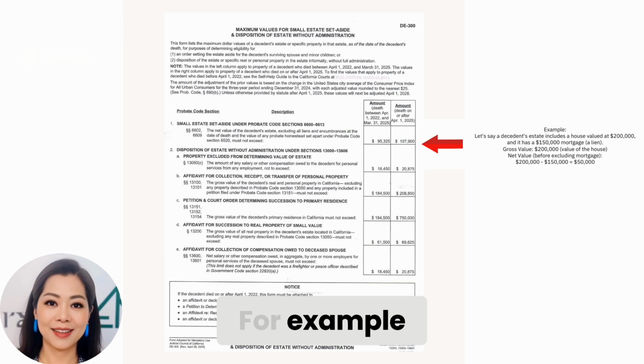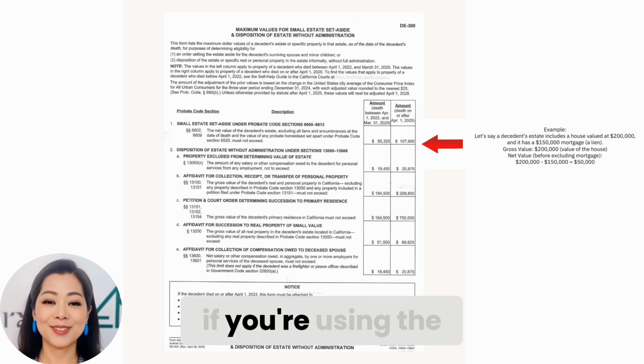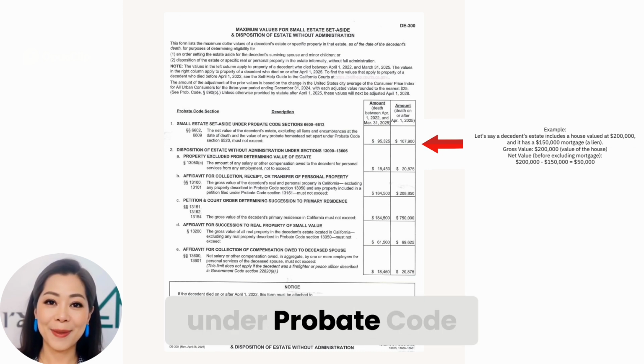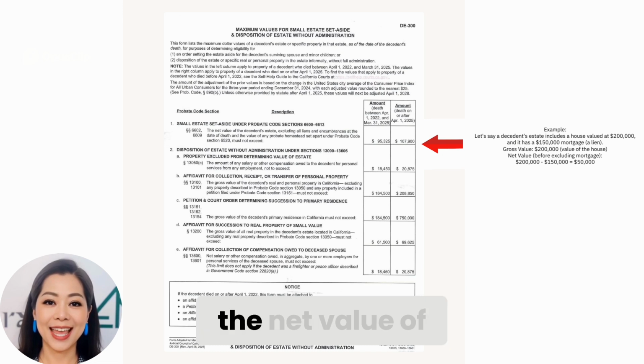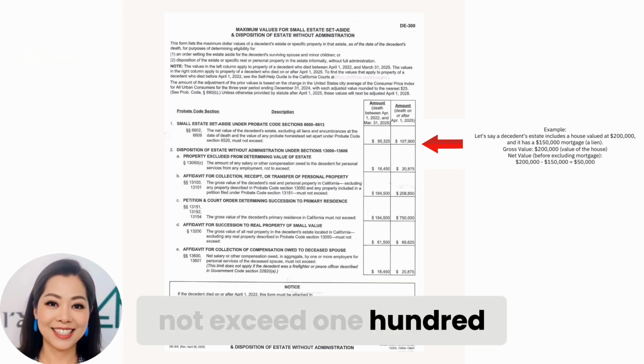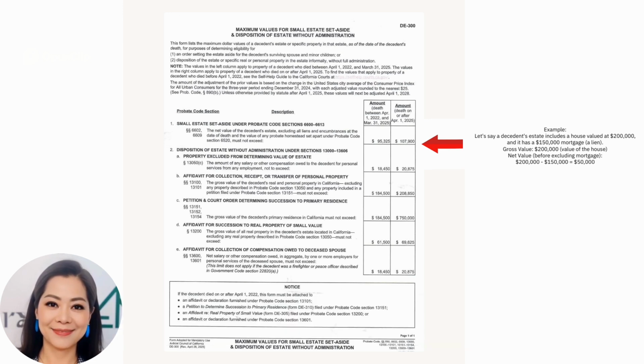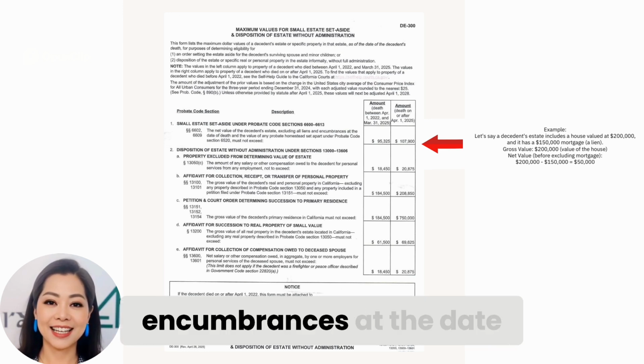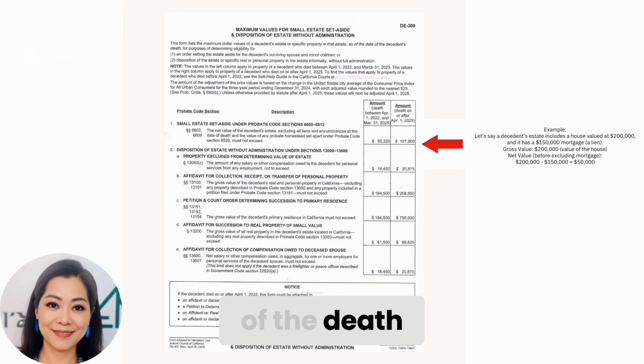For example, first, if you're using the small estate set-aside under Probate Code 6602, the net value of the decedent's estate must not exceed $107,900, excluding all liens and encumbrances at the date of death.